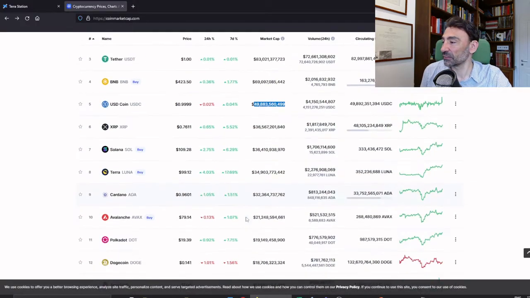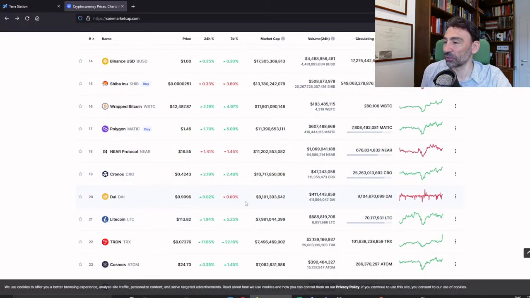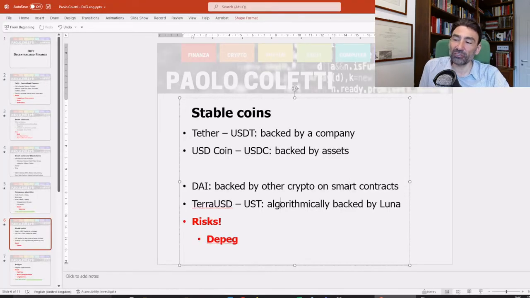Let's see, DAI, where is it? It's here, number 20, with a circulating supply of only 9 billion. And finally, probably the most interesting for me, as I'm a computer scientist, is Terra USD, usually called UST, which is algorithmically backed by Luna. Luna is the native currency of the Terra blockchain, but the Terra blockchain also has some other native crypto tokens. One of them is UST. There is also a Korean won token, and others. And these are algorithmically backed.